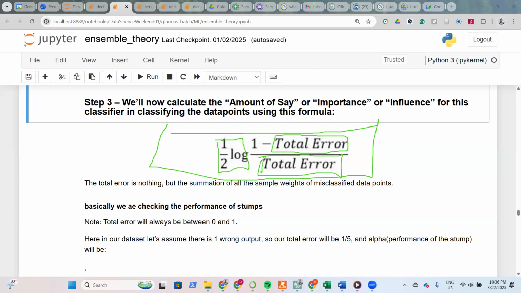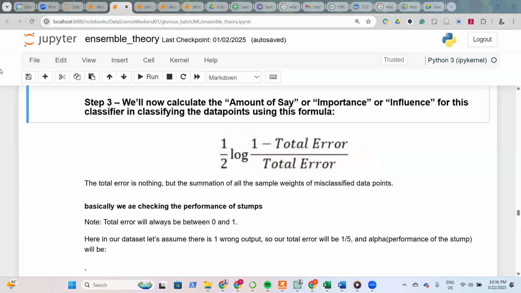Total error. So now we are going to take 1 minus the total error over total error. Let me clear this. This is where we calculate alpha, okay?